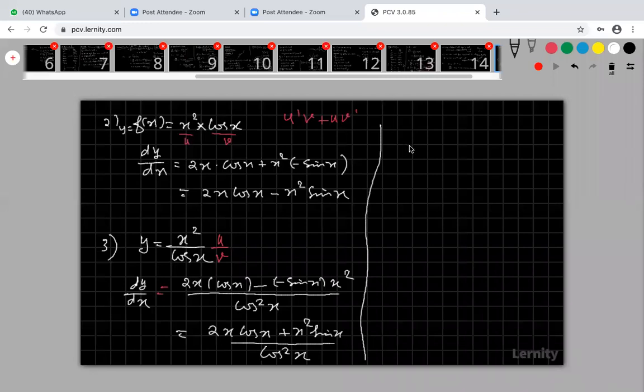Okay, so these are the examples for that: quotient rule, product rule, everything, right? So the next one is the derivative, or differentiation, of a composite function.